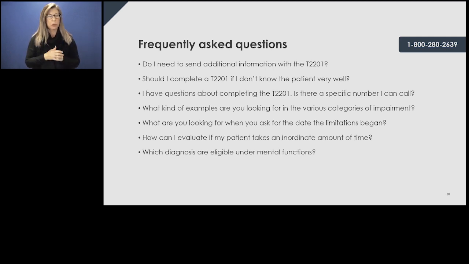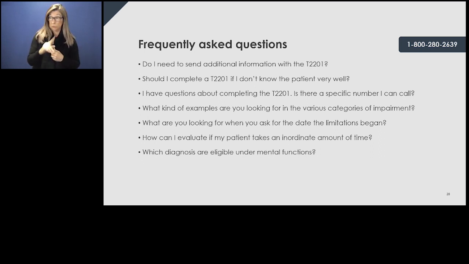I have questions about completing the T2201. Is there a specific number I can call? We have a dedicated line where medical advisors who are registered nurses answer calls from medical practitioners. Call 1-800-280-2639 and we will get back to you promptly. What kind of examples are you looking for in the various categories of impairment? Examples should be specific to your patient and include details of how they are limited in a particular area.